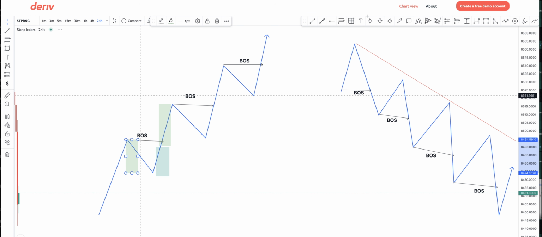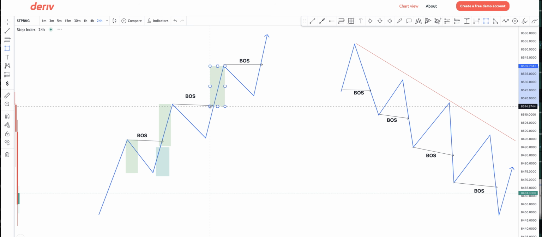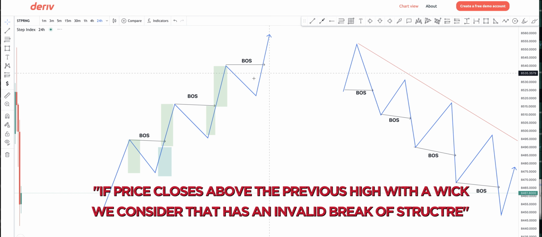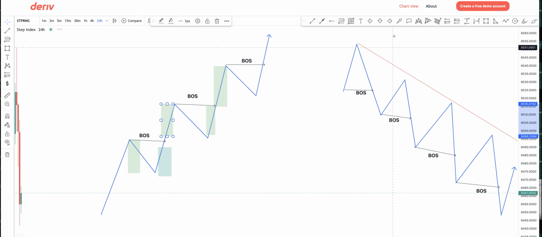The same thing is happening here. If price closes above the previous high with a body, we call that a break of structure. But if price closes above the previous high with a wick, we consider that an invalid break of structure. Now let's look at this point. This is our break of structure, right?